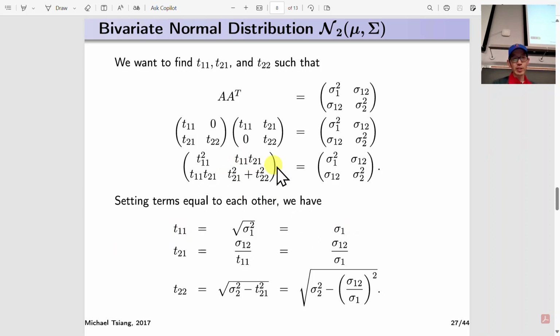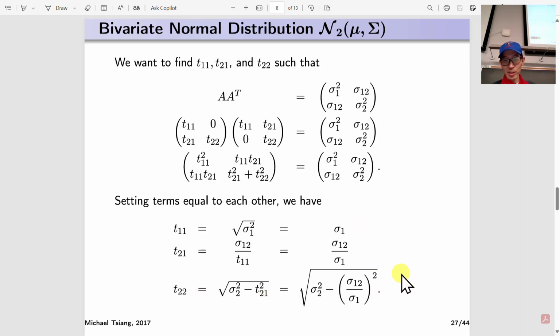And then you have this equation: T11 times T21 is equal to sigma 1,2. So you can say, well, T21 is equal to sigma 1,2 divided by T11, okay? And then the last one is you have T21 squared plus T22 squared is equal to sigma 2 squared. And so just solving for that, 3 equations, 3 unknowns, this is the solution that you arrive at, okay, for what this thing is.